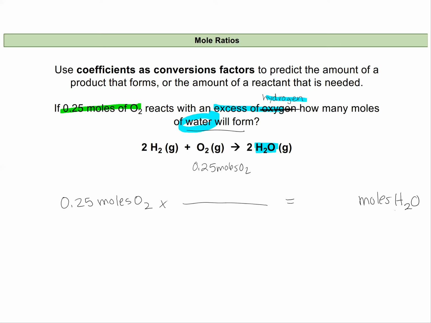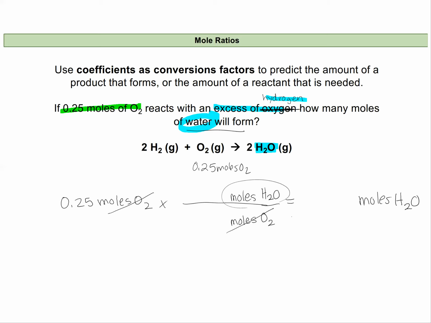So to be able to do this, I need a conversion factor that goes from moles of oxygen to moles of water. I'm actually going to write my units into my conversion factor right now before I even determine what the numeric values are. That way I know that I'm going to multiply it by the right version of the ratio. So I want to end up with moles of water, and I want to cancel out units of moles of oxygen. So moles of oxygen will be at the bottom.